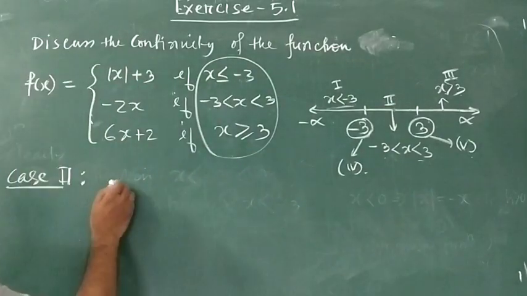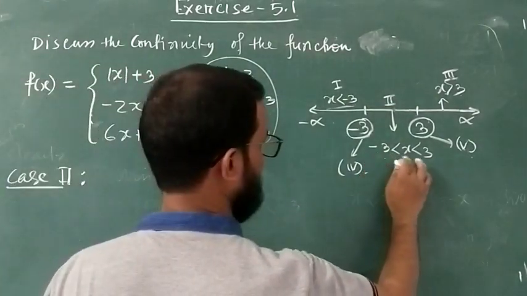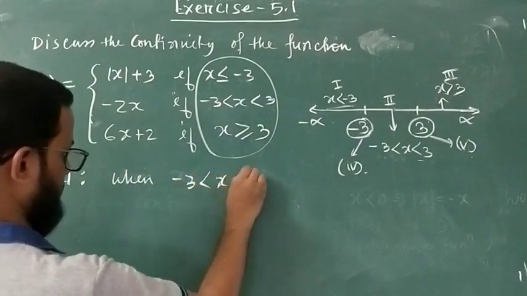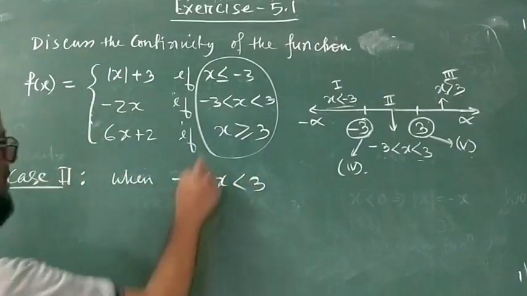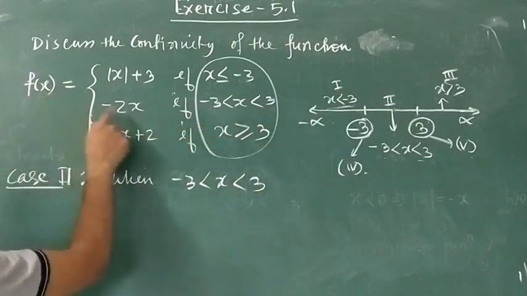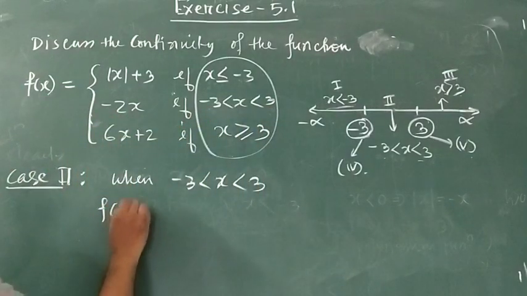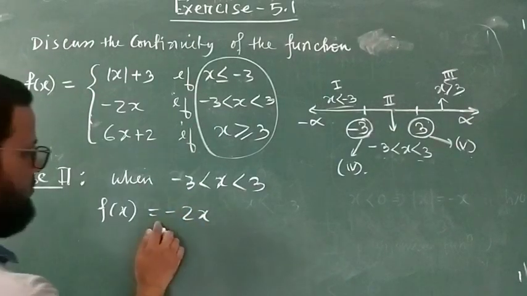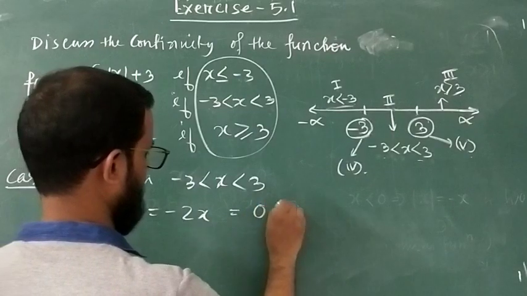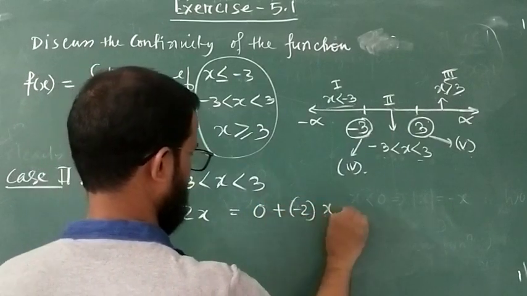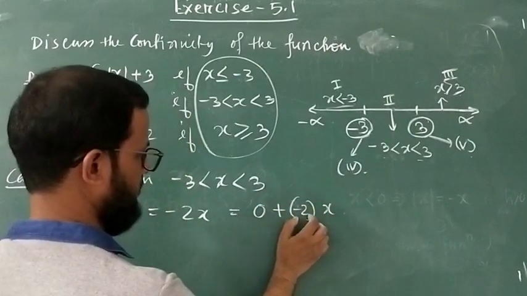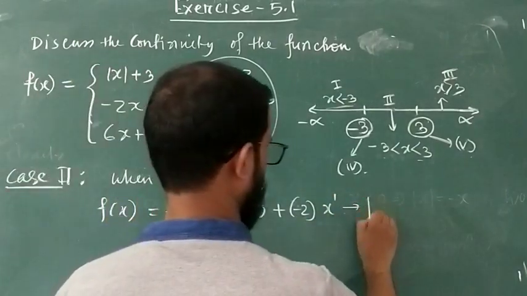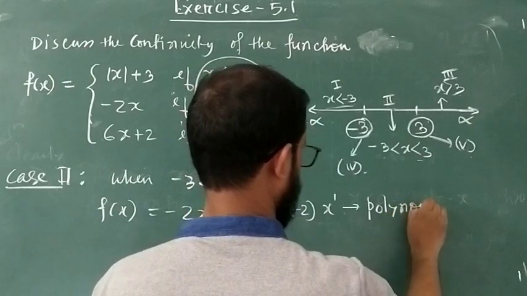Now case 2. What is case 2? -3 less than x less than 3. Now under this condition, -3 less than x less than 3, what is your function? f(x) is equal to -2x. Now f(x) equal to -2x can be written as 0 plus -2 into x, and 0 is a real number, -2 is a real number, and the power of x is 1, and therefore it is a polynomial, which is a polynomial function.